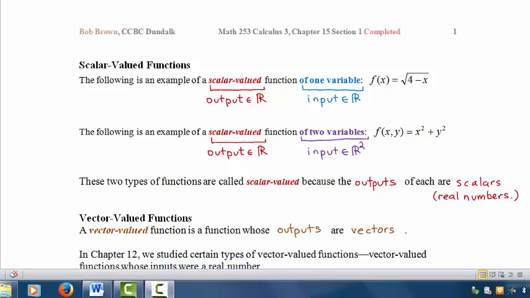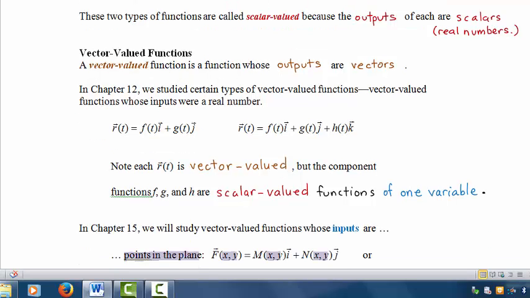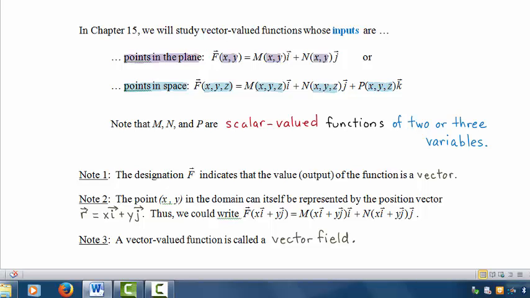In our case, a scalar is a real number. A vector valued function is a function whose output is a vector. We will see typically two-dimensional vector outputs and three-dimensional vector outputs. Another name for a function whose output is a vector is a vector field. So again, a vector field is a function whose output is a vector.